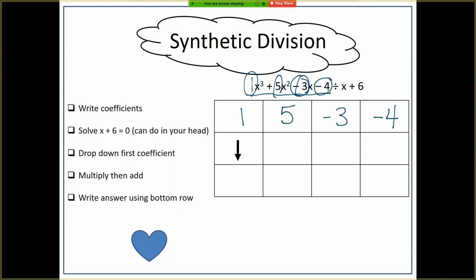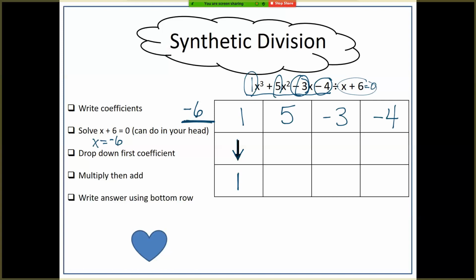Step number 2, we want to solve what we're dividing by, set equal to 0. So if I tell you to take x plus 6, set it equal to 0, what would x have to equal? -6. So x equals -6. That's going to be like our magical number. We're going to put it out here. We're going to create its own little ledge to sit on. That's step 2. Step 3, we're going to drop down the first coefficient. So we're skipping that box that has the arrow in it, and we're bringing that 1 straight down.